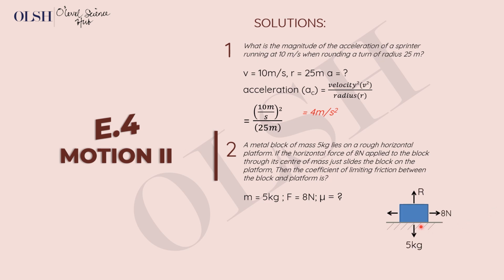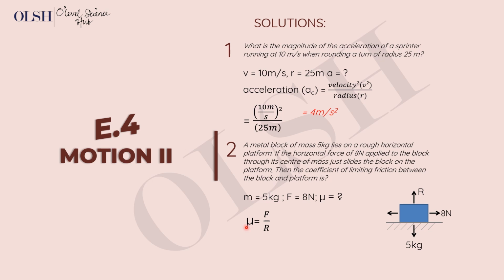We have the free body diagram here. We have the normal reaction acting upwards, opposite the mass, which is 5 kilograms, and then we have the frictional force acting opposite the actual force applied on the block, which is 8 newtons. So the coefficient of limiting friction is equal to force over normal reaction, R. Remember the formula, F equals mu times R.